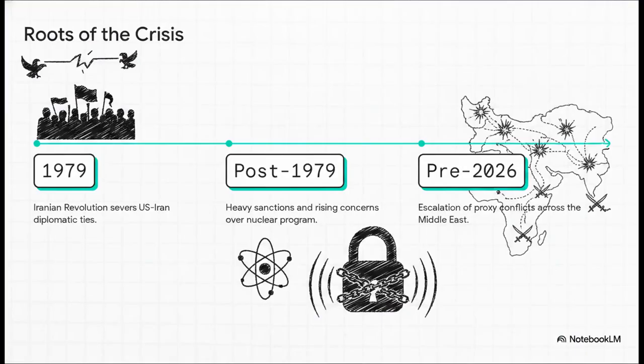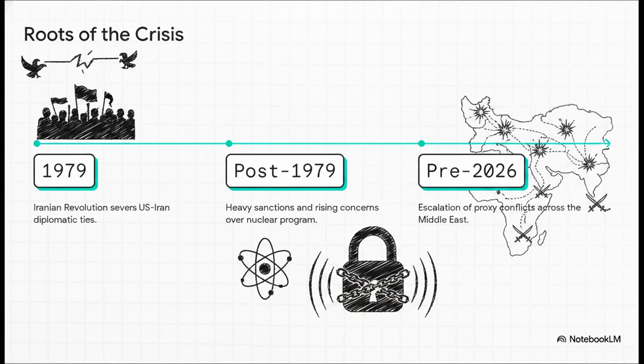To really understand where we are right now, we've got to look backward. This war absolutely did not emerge overnight in a vacuum. It is the culmination of decades of ideological, economic, and military friction. We can trace the roots of this crisis all the way back to 1979. The Iranian Revolution resulted in the complete severance of diplomatic ties between the US and Iran, setting up a hostile relationship that has lasted for generations.